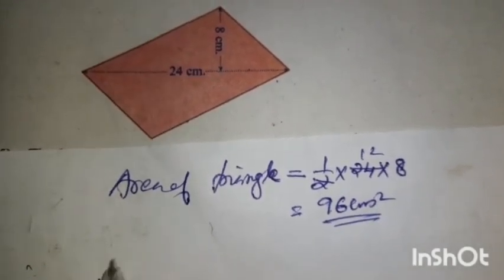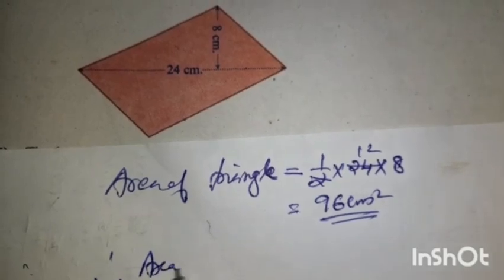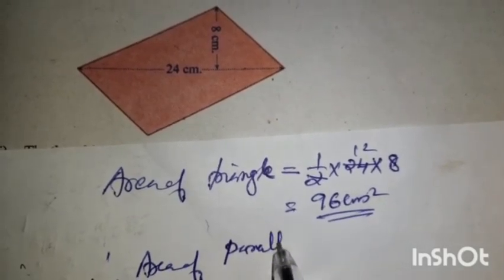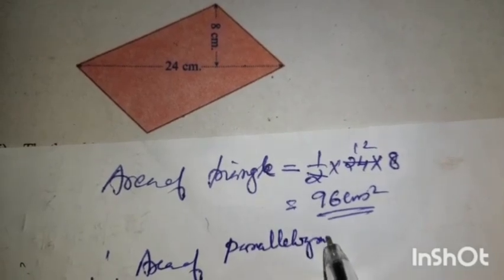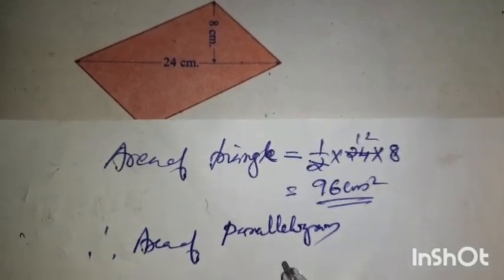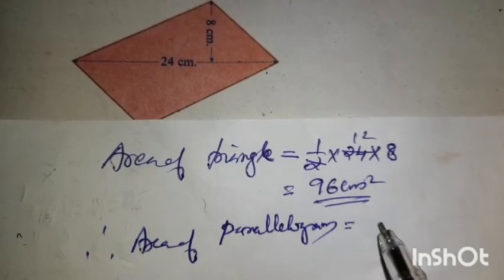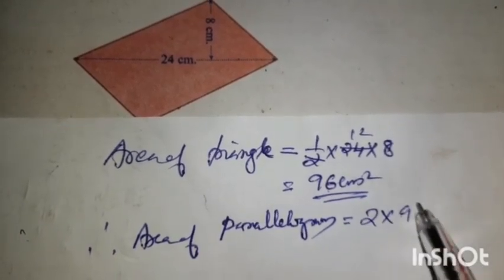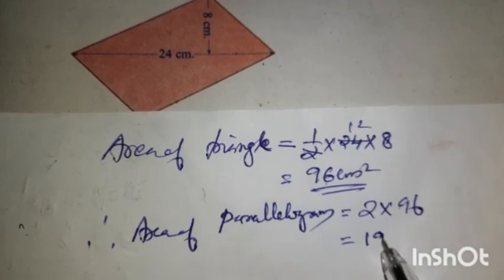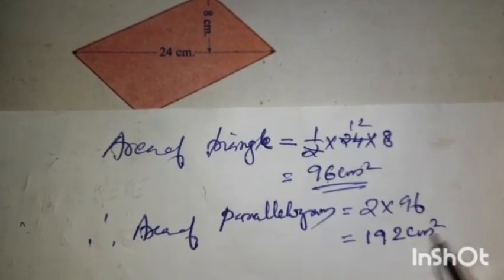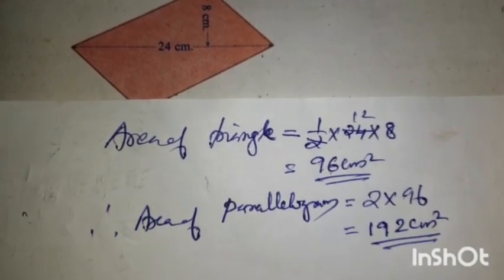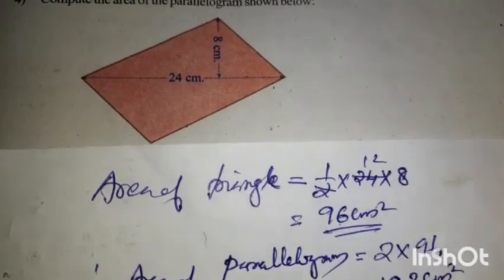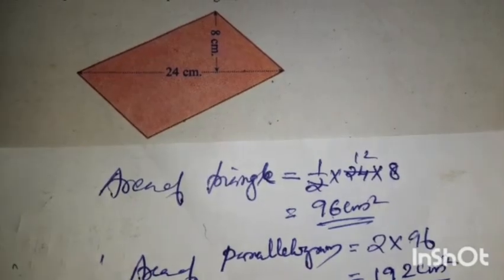Next we have to find out the area of the parallelogram. Area of parallelogram is equal to 2 times the area of the triangle. So it is 192 square centimeter. So area of this parallelogram is 192 centimeter square.